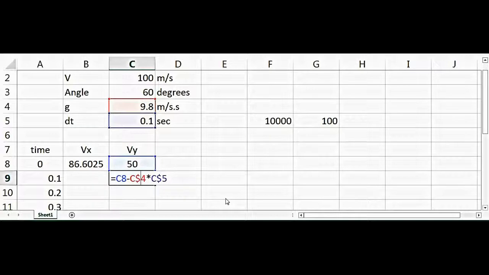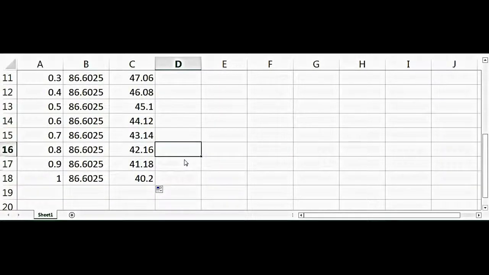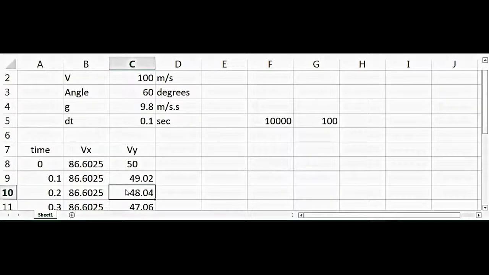So how did I come up with this? Again we have a velocity, and this velocity will change according to the acceleration. You can see that there are seconds squared in the denominator for g, so if you multiply with the dt, then we get a unit of velocity. So we are subtracting that velocity from the velocity in the y direction. However, the velocity in the x direction would remain the same. So we can drag these numbers down and see that the velocity in y direction is changing, but velocity in x direction is the same.